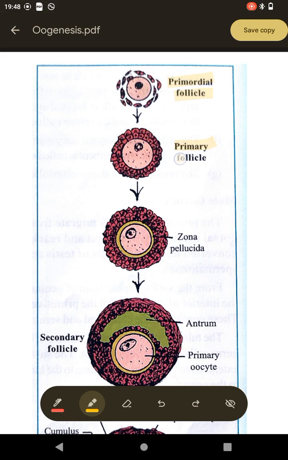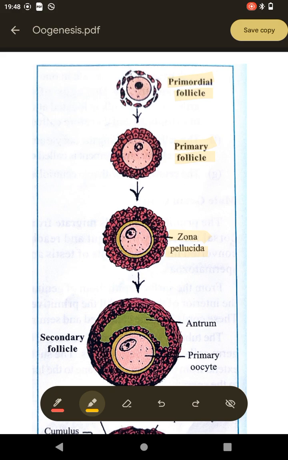Next is the primary follicle. What is a primary follicle? A primary follicle has the primary oocyte covered by a single or double layer of follicular cells. Now there is also a zona pellucida layer around the primary oocyte. This is the glycoproteinous layer. It prevents polyspermy. It has a very important role during fertilization.